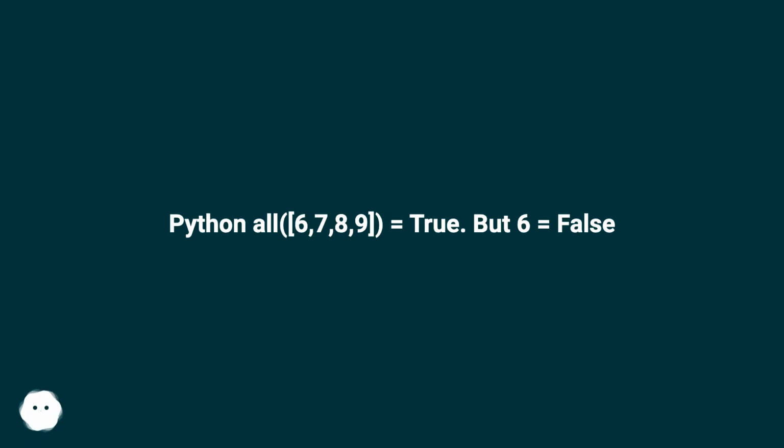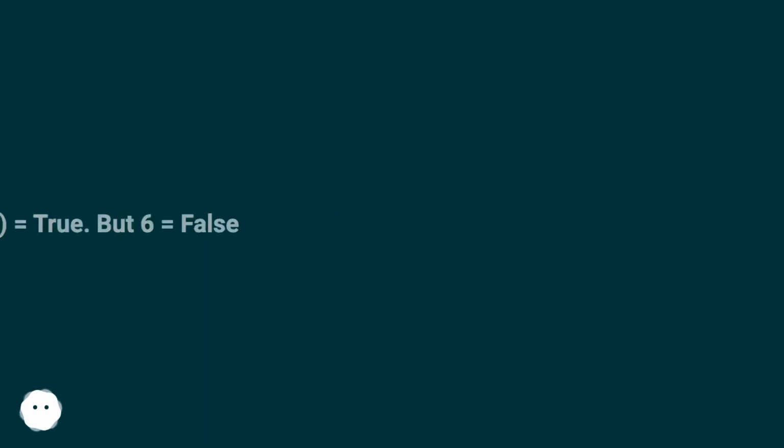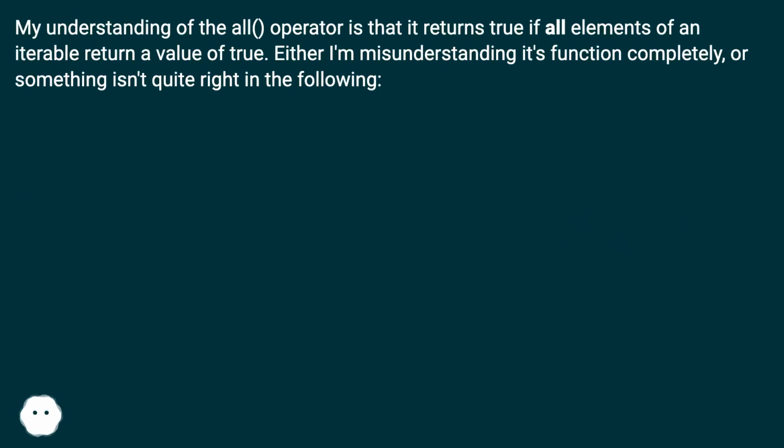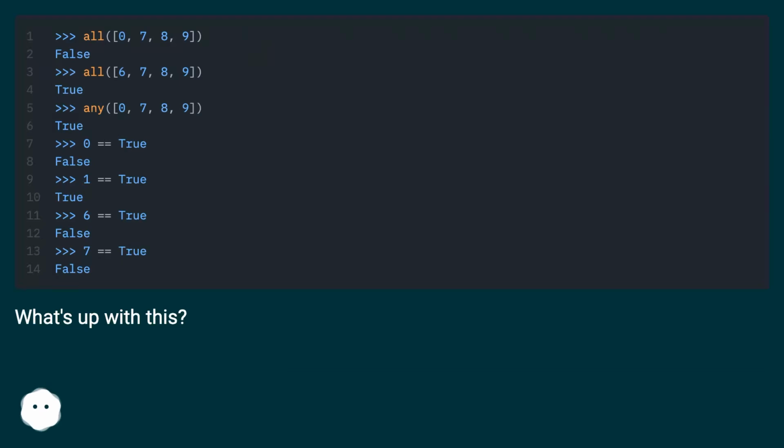Python: all([6, 7, 8, 9]) equals true. But 6 == False. My understanding of the all operator is that it returns true if all elements of an iterable return a value of true. Either I'm misunderstanding its function completely, or something isn't quite right in the following. What's up with this?